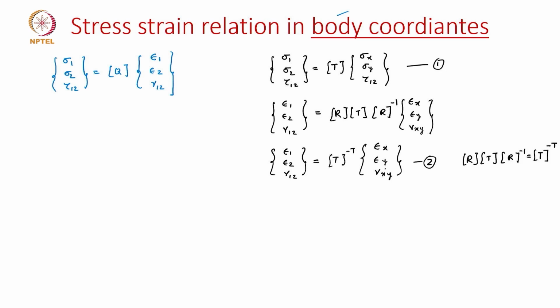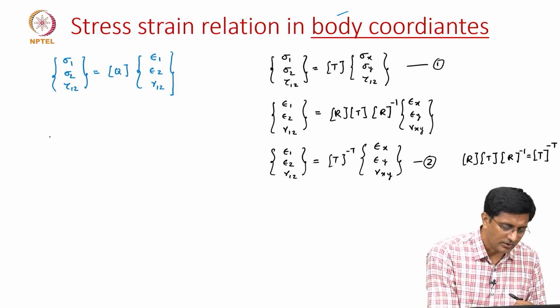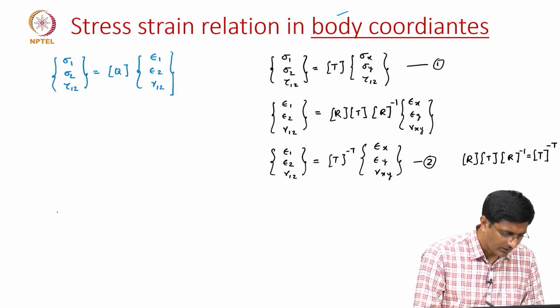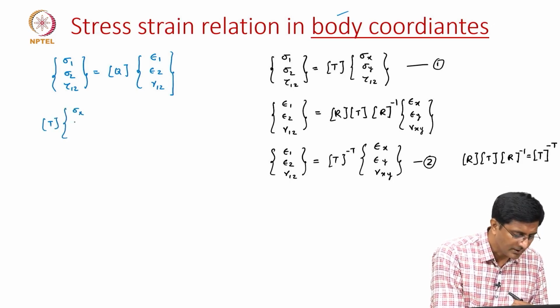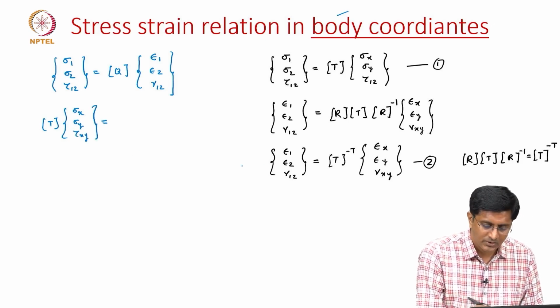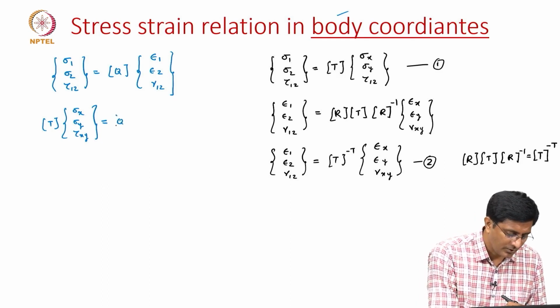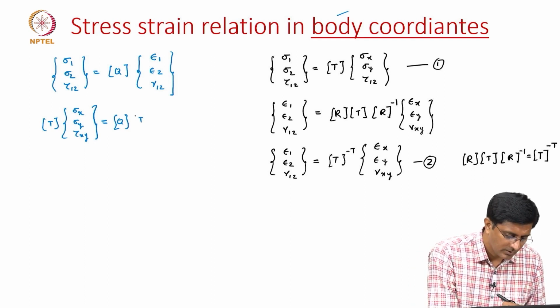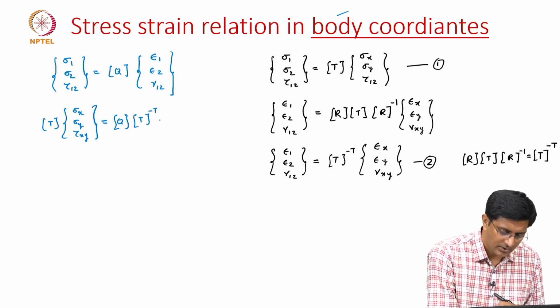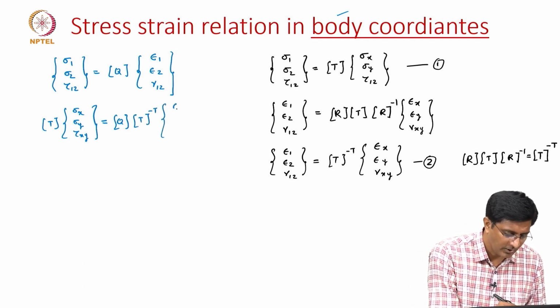Now, let us plug in these transformations into these stress strain relations. So, for the left hand side we can now rewrite it as T times sigma x, sigma y, tau x y, which is written as Q, and then we replace these strain components with T inverse transpose times the strains in the material coordinates.